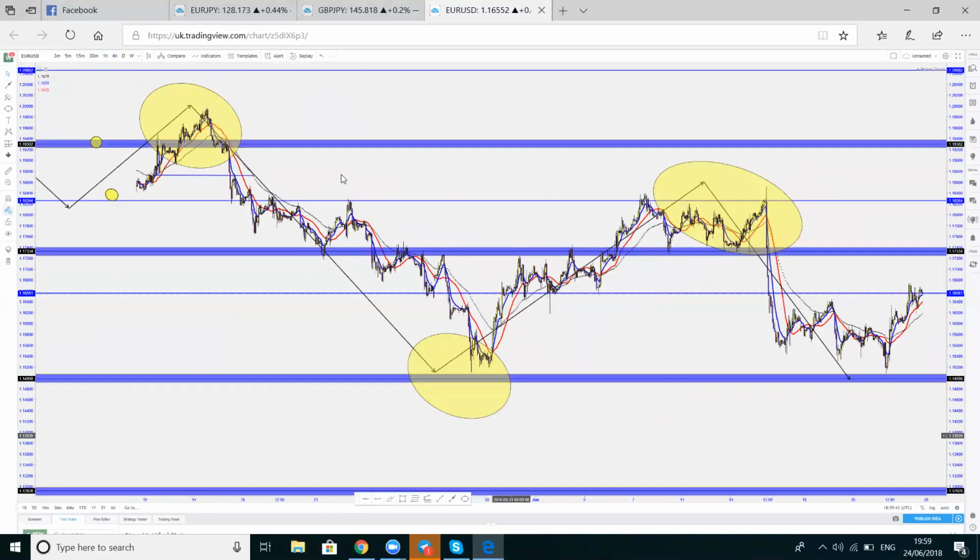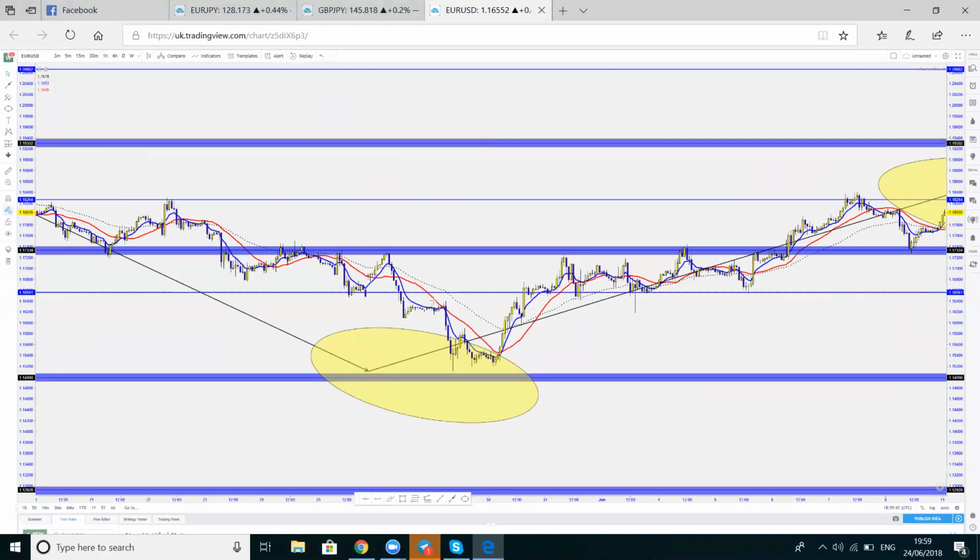I will wait for two things, break of minor market structure. Guys, so this is a break of minor market structure. Everybody understands this, right?